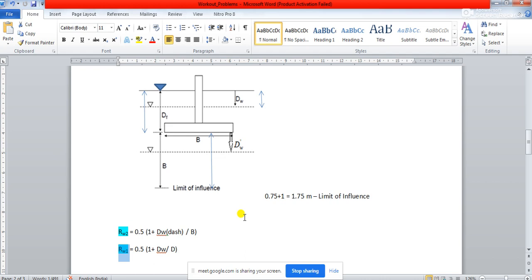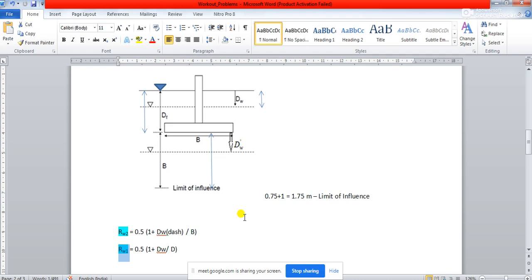Because you should not have any doubt now about this water table correction. I have tried to explain it step by step, and also the problem I have explained step by step. Unless and until you work out your problem by hand, you will not get the exact feeling. Again confusion will come up.